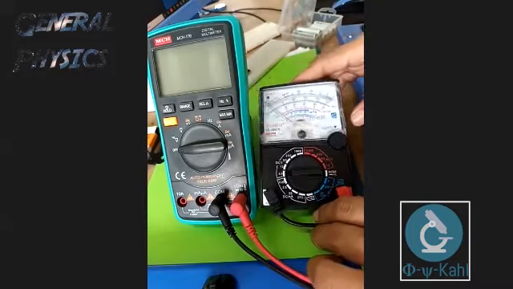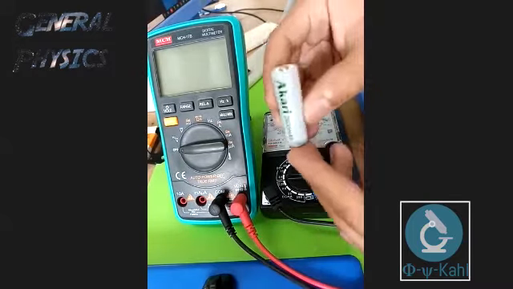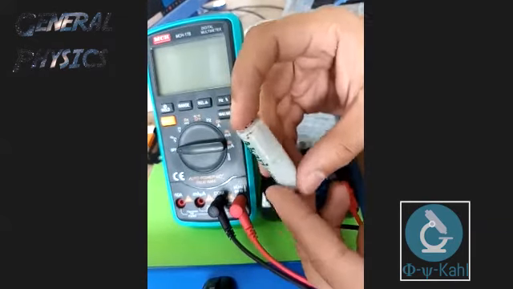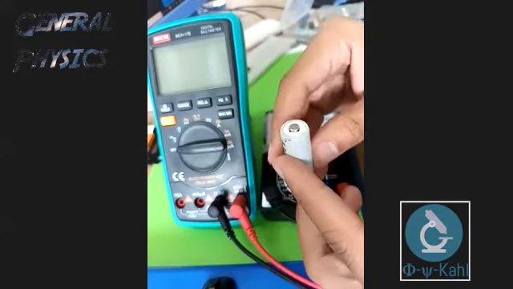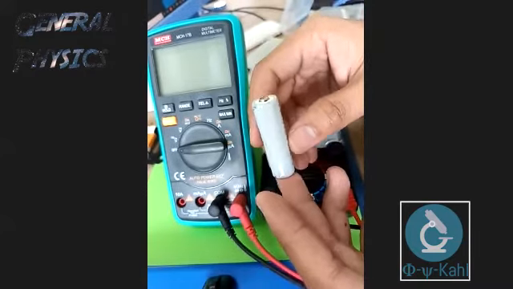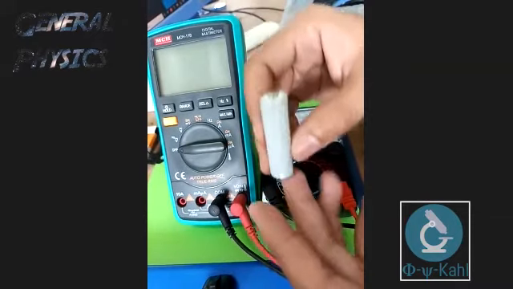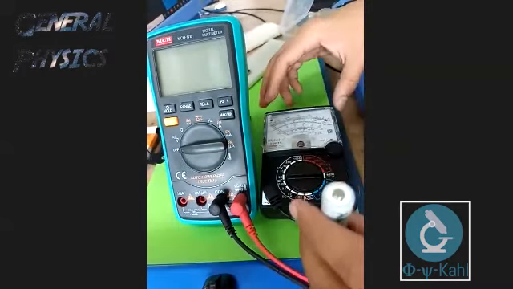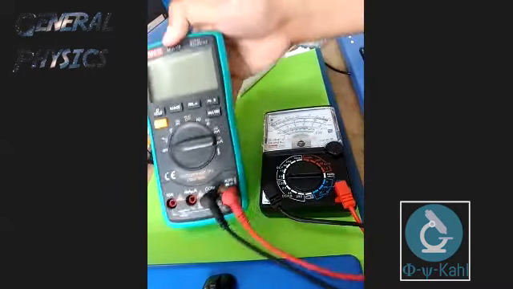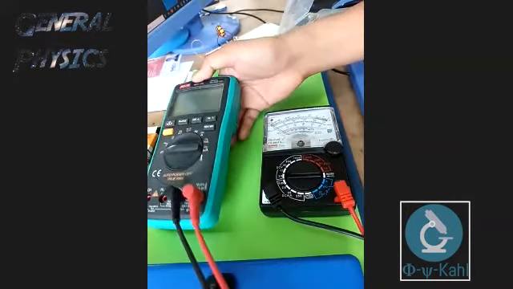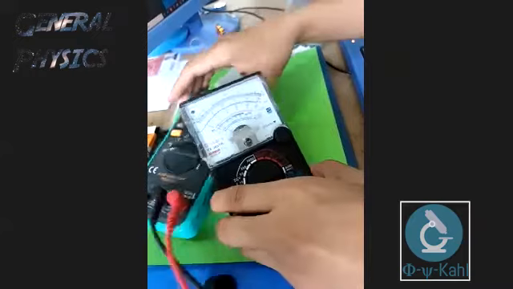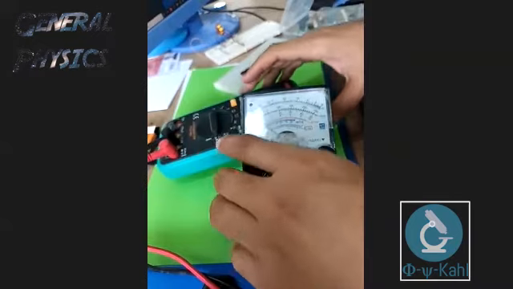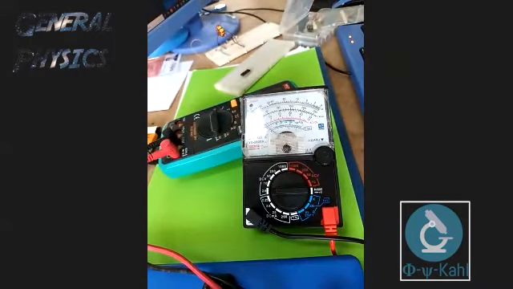What I have also here is a battery. Most AA batteries, if fully charged or brand new, have a voltage of 1.5 volts. So how do we use an analog multimeter for measuring the voltage of the battery? We will start with the analog one. It's a bit crooked, but later on I will just move it.